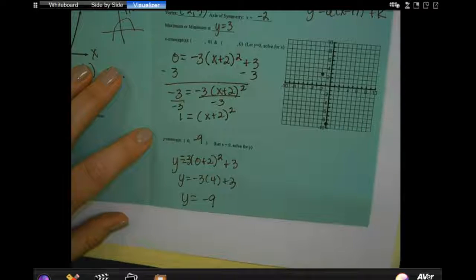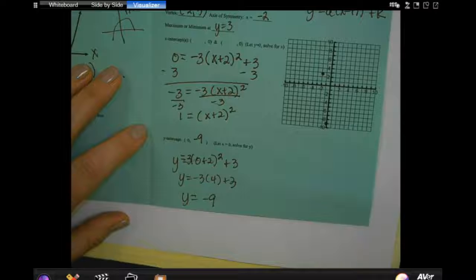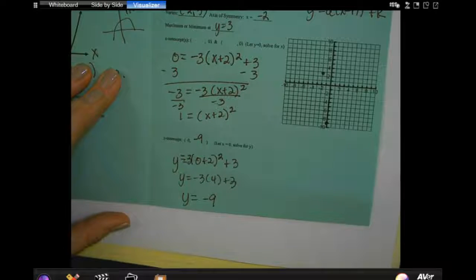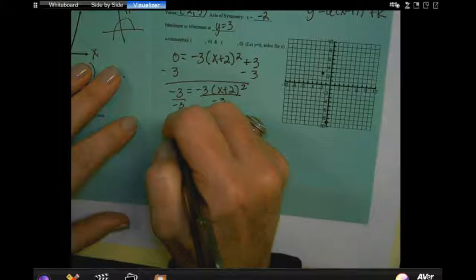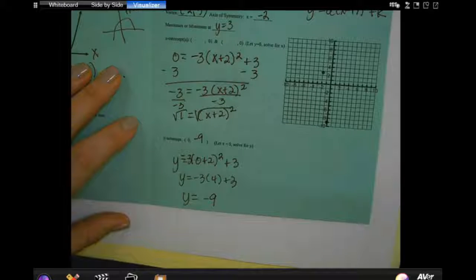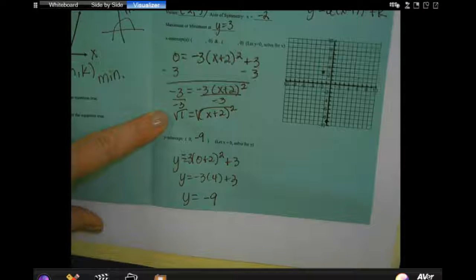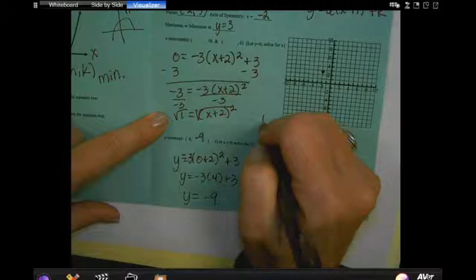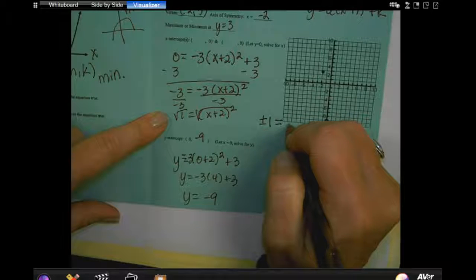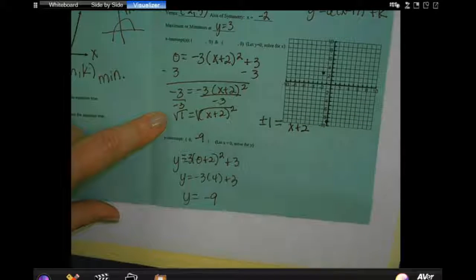So now we have something we haven't seen before. We have a squared. What's the opposite of squared? It's the square root. And what did we discover when we did the quadratic formula? When we take the square root, it can be a positive or a negative number, and we don't know which it is, right? So when I take the square root on both sides, I don't know whether it's a positive or a negative 1. So I have to have both. So I'm going to get plus or minus 1 equals x plus 2.